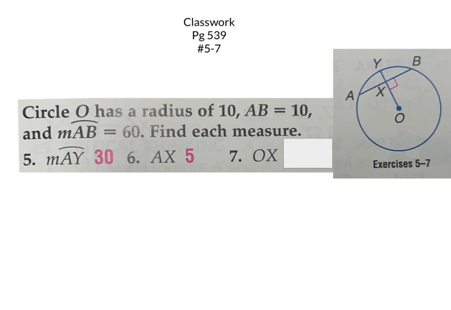And then for O to X, you should have had to use the Pythagorean theorem. We know the radius is 10, so my hypotenuse would have been 10 here. We know A to X is what I just solved for, 5. So 5 squared plus b squared equals 10 squared. And when you solve that and simplify it, you get 5 root 3. If you put square root of 75 in your calculator, you would have gotten the rounded value.